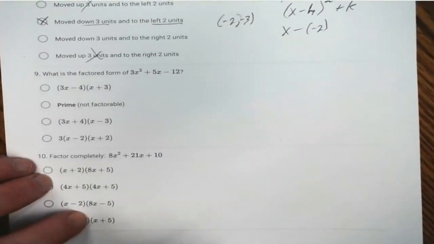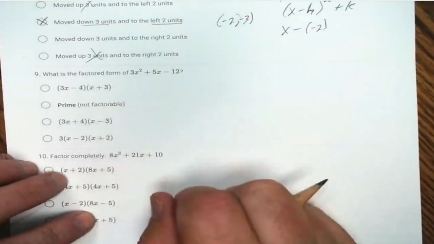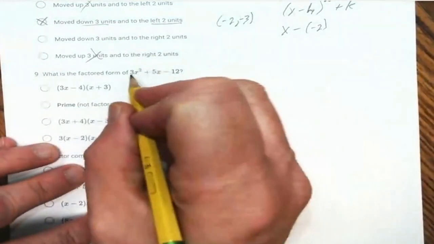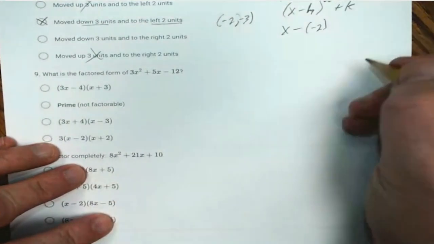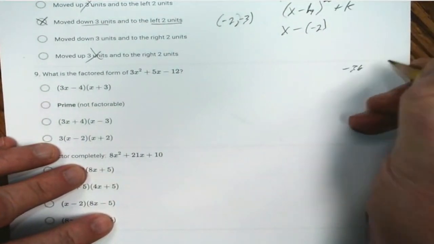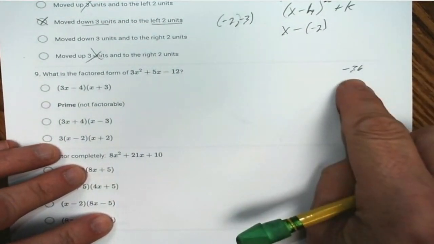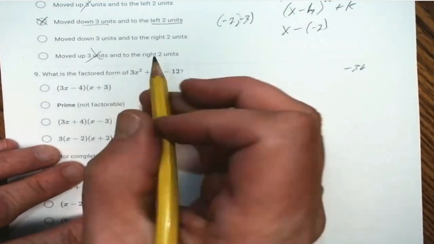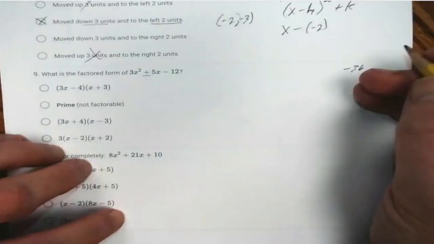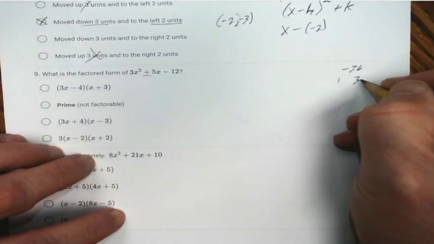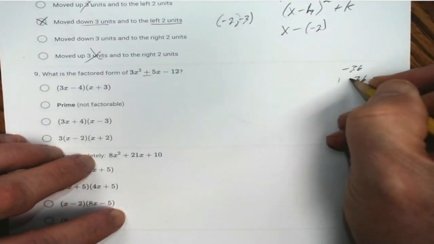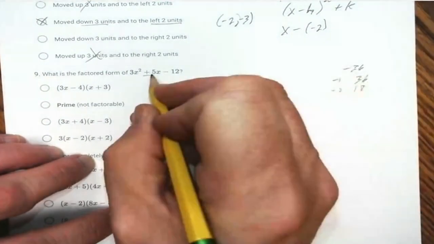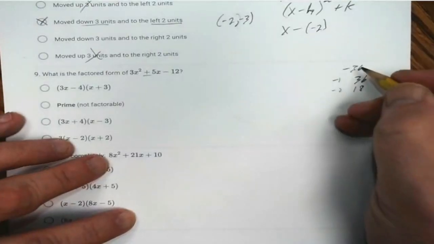All right, so what is the factored form of this equation? Maybe it's not factorable at all. Let's see. Well, we got to take the 3 and the negative 12. It's going to be negative 36. And we need the factors that would multiply together to be negative 36, with the larger one being positive, since we're going to end up with a positive. So let's see, 1 and 36, the larger one being positive, negative 2 and 18. And we're trying to end up with a 5 when we add them together.